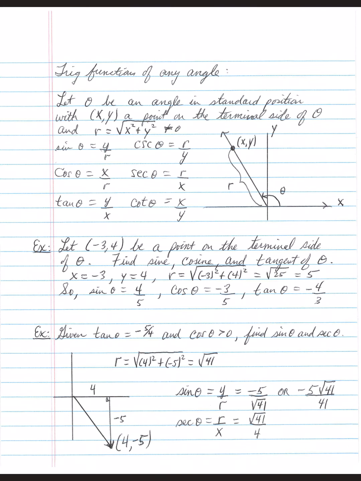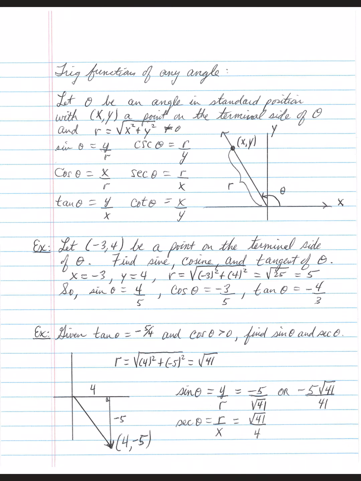Let's do an example. Let (-3, 4) be a point on the terminal side of theta. Find sine, cosine, and tangent of theta. Now, something visual, if you want to plot (-3, 4) and put a ray through that point, the initial side is on the positive x-axis, the terminal side will go through the point (-3, 4), and theta is the angle in the middle, the opening.